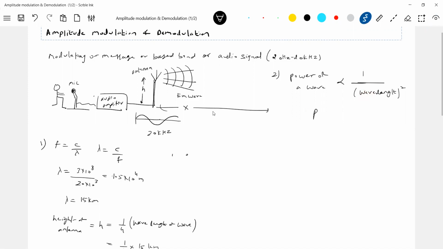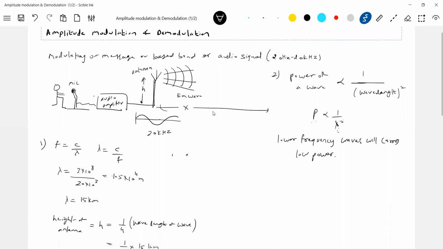Power of a wave is inversely proportional to the square of wavelength. Low frequency waves will have low power. Do you agree? This is a general idea. Low frequency waves will have high wavelength, and high wavelength means less power. So low frequency waves will carry low power. Okay, how is power related to any use of power?